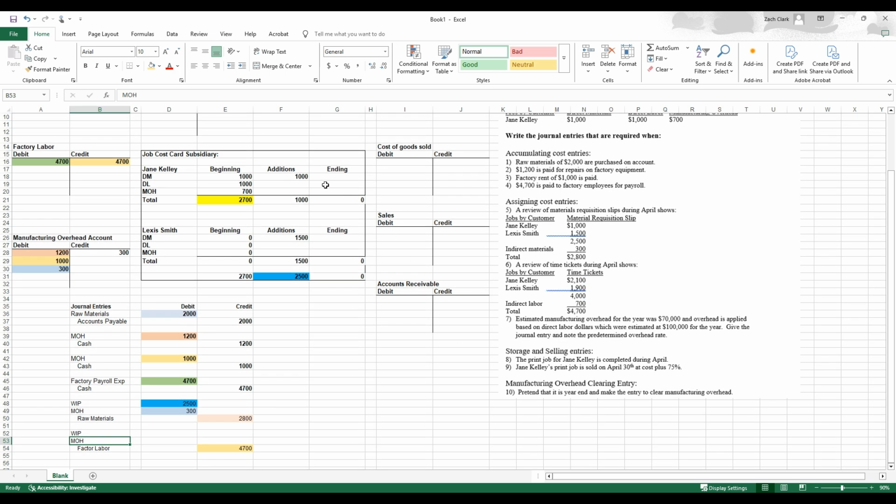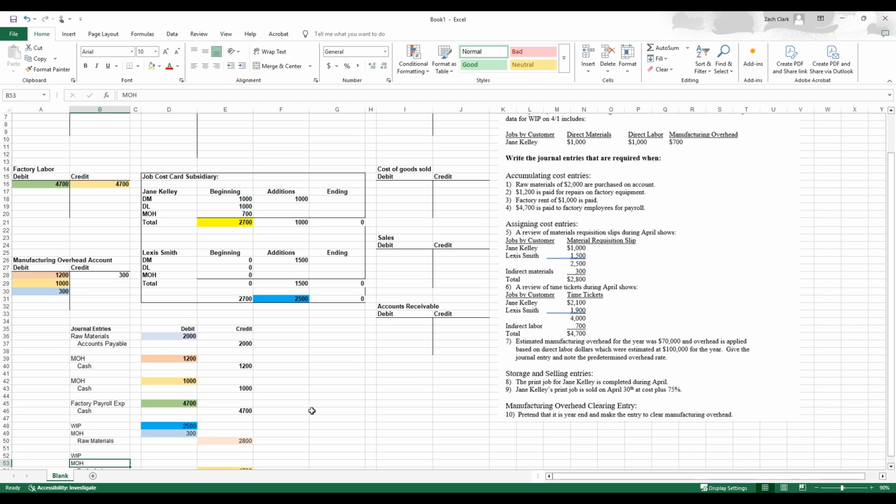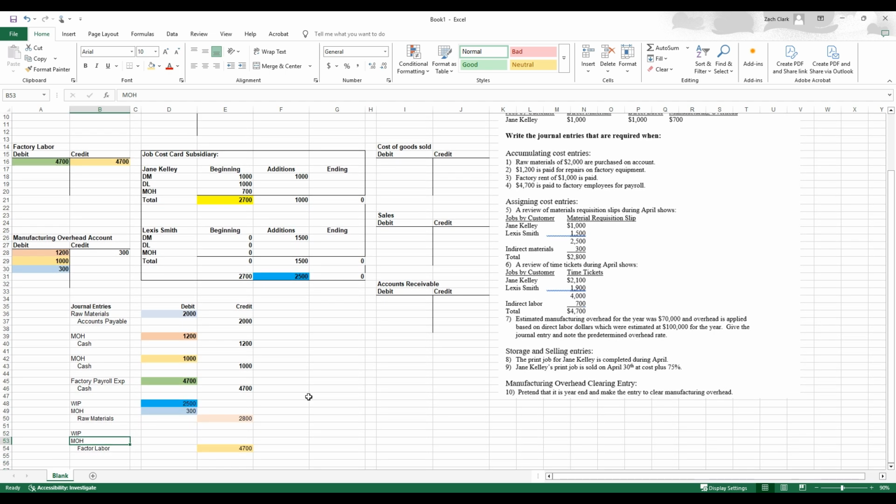So we've got 2,100 to Jane Kelly, 1,900 to Lexus Smith, like I said, and 700 to overhead for indirect labor. So 700 goes there. And then the 4,000, that's the sum of the two jobs there. 4,000 goes to WIP and 700 goes to overhead. So let's do a little color coding. So here's the 700 to overhead. And here's the 4,000 to WIP.